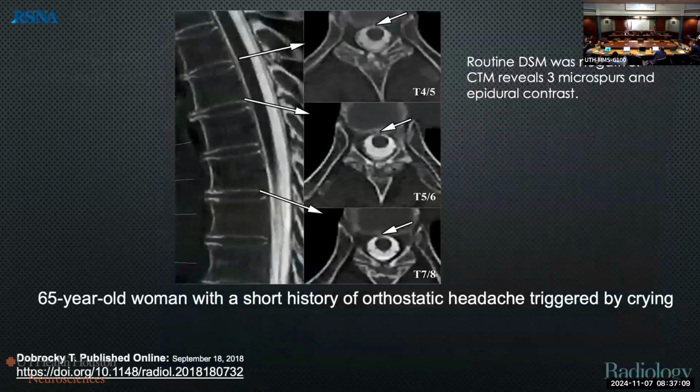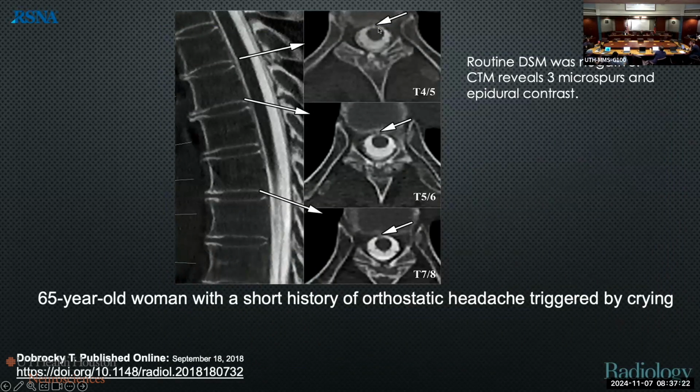All right, this patient had just a regular DSM myelogram. They didn't see anything leaking, but when they went to CT scan, they saw this epidural contrast. So this patient has a leak. There's no question about it, right? So they look at the CT carefully, looking for the little microspurs. They're at 3 different levels. Which one do you go get?